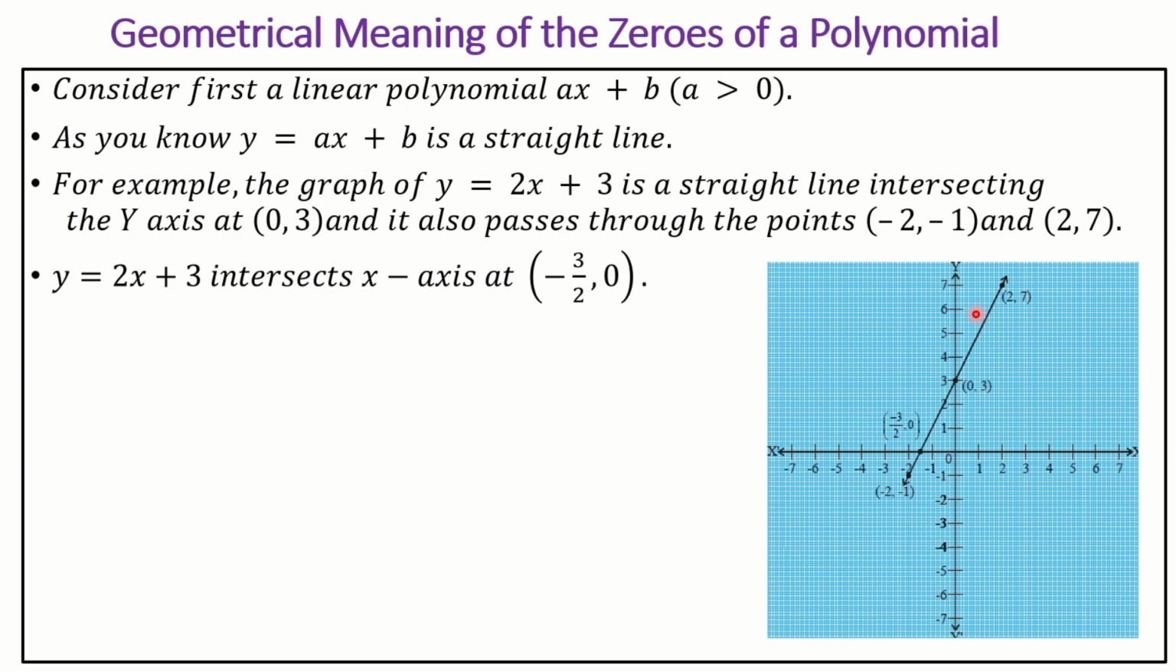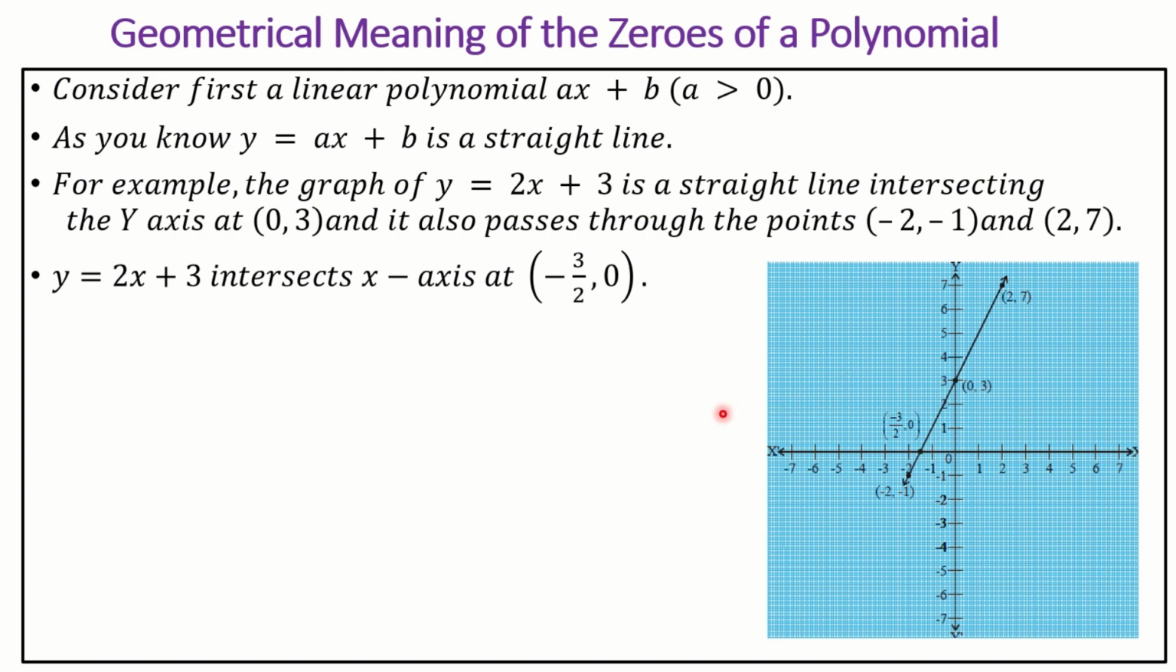What does this mean? That means at this point the y value is 0. Y value 0 means the polynomial is 0. That means at this x value, the polynomial is 0, which means this x value is the 0 of the polynomial. Minus 3 by 2 is the 0 of the polynomial. This is what it says. And as we know, a linear polynomial will have only one 0, and that is where it is intersecting with the x-axis.